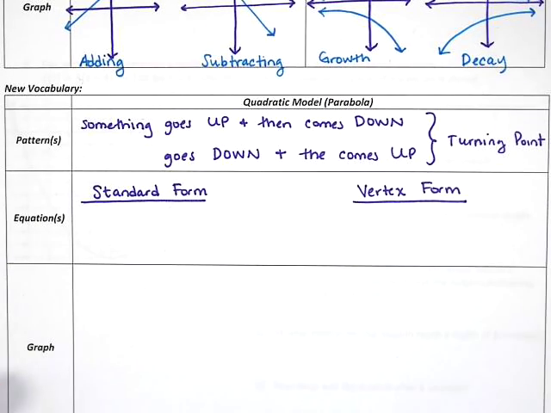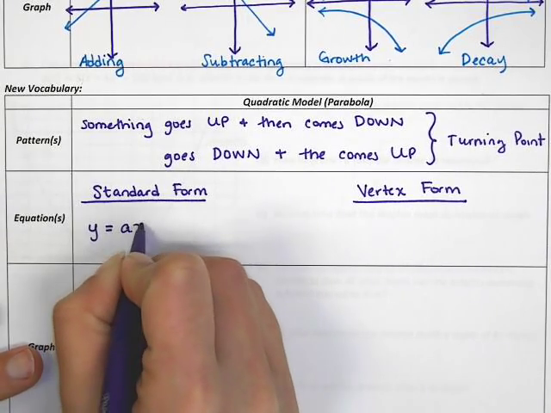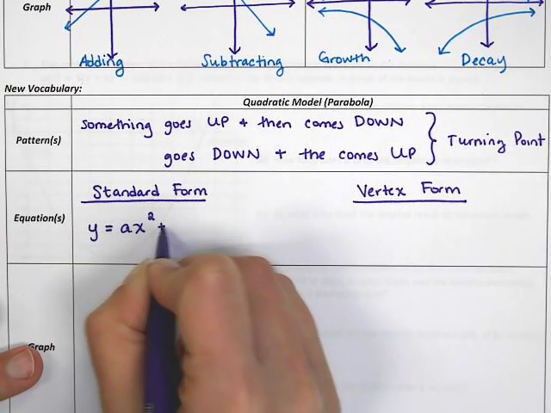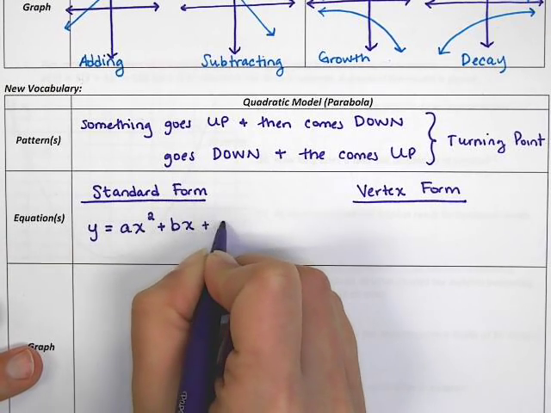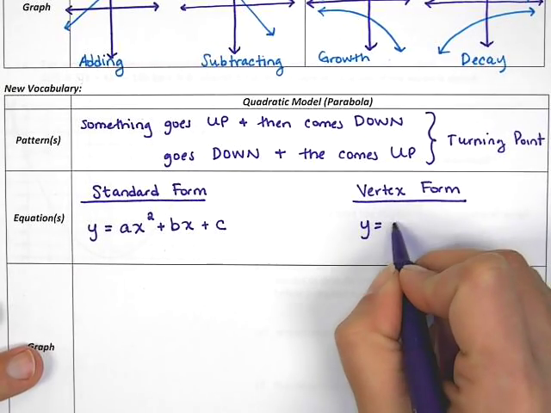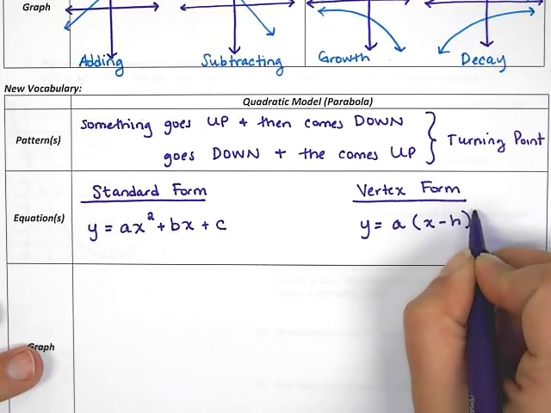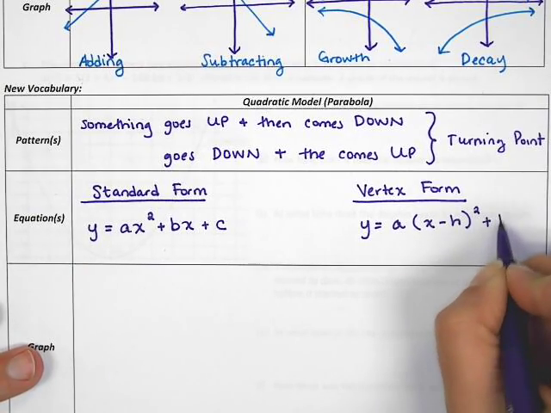Both of these equations describe parabolas and our quadratic models. They're just helpful for different reasons. So standard form looks like this: y equals ax squared plus bx plus c. And vertex form looks like this: y equals a(x minus h) squared plus k.